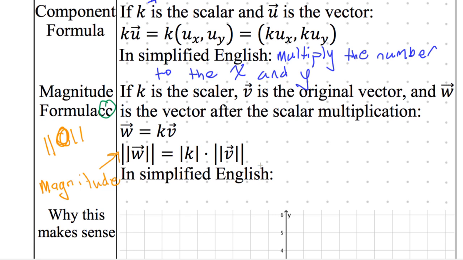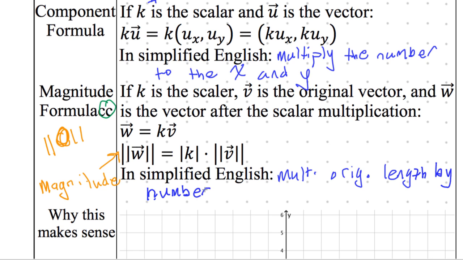In fact, that's kind of what we need to say in English. Multiply original length by the number, and in parentheses, always positive.